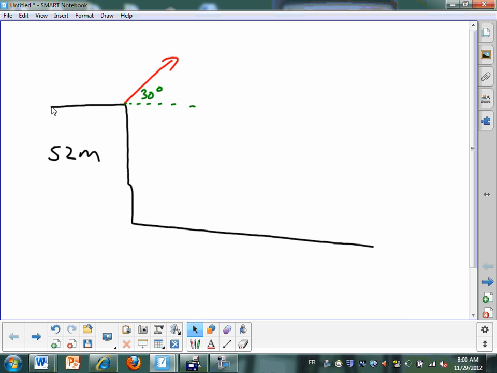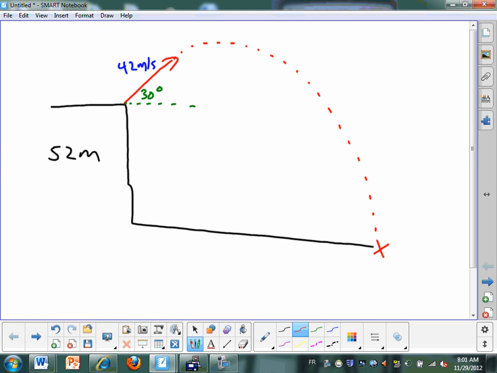And let's say we're launching that projectile at 42 meters per second. What kind of questions could I ask about that? Well, one of the most important questions people usually ask is something like, where on the ground does it hit? How far from the base of the cliff would that projectile hit? And another important question they might ask, how long did it take?